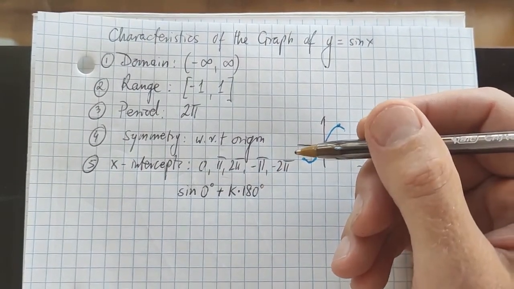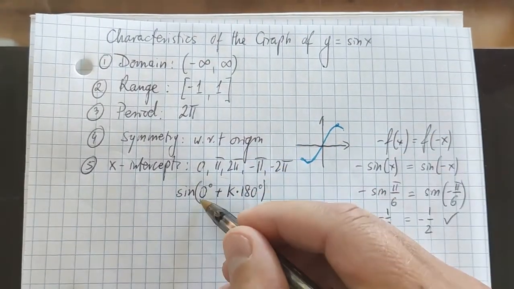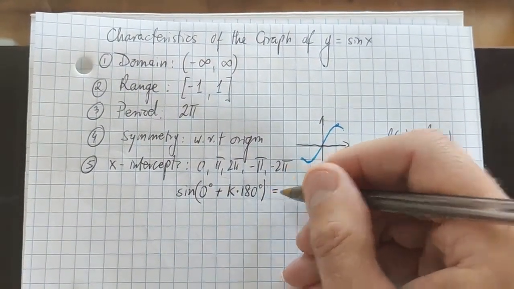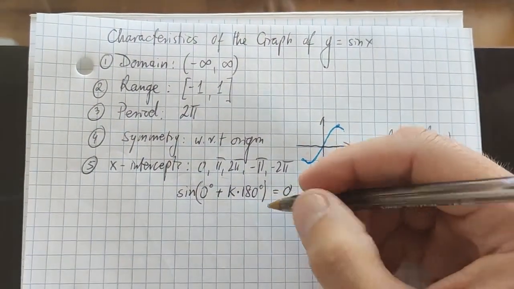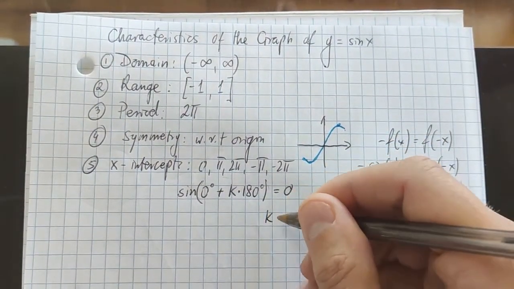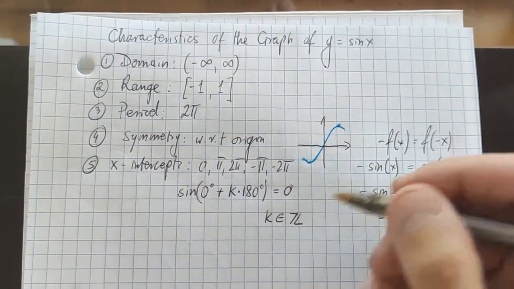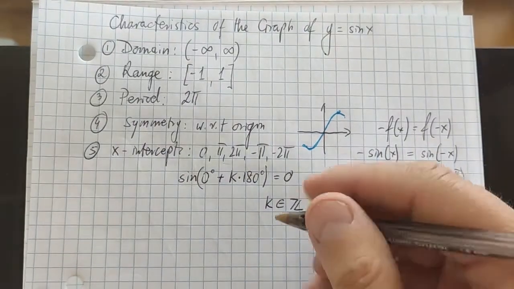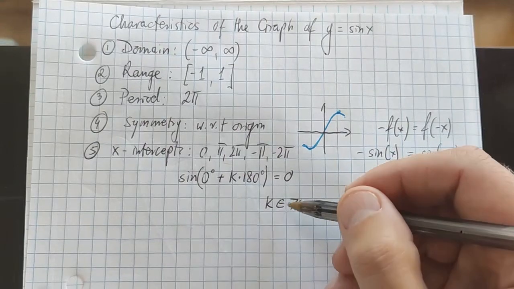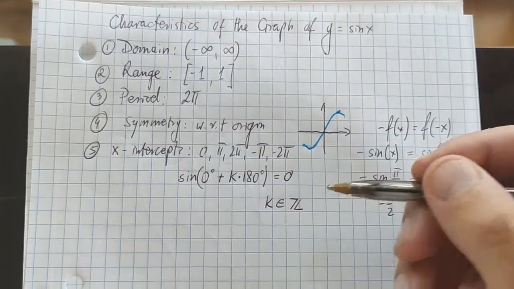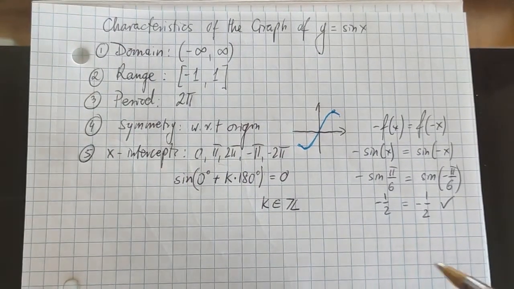Okay? So these are the angles for which sine is equal to 0. Maybe I will write k as an integer. So that fancy Z means integer. This fancy letter means is a member of the set of integers, or belongs to. Okay, let's look at a couple other features.